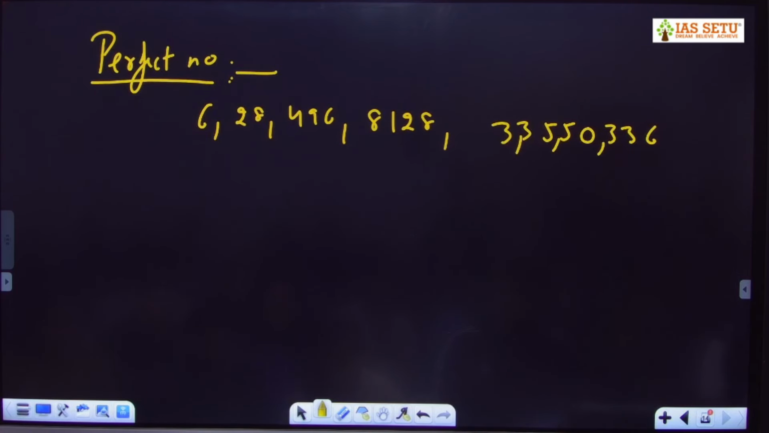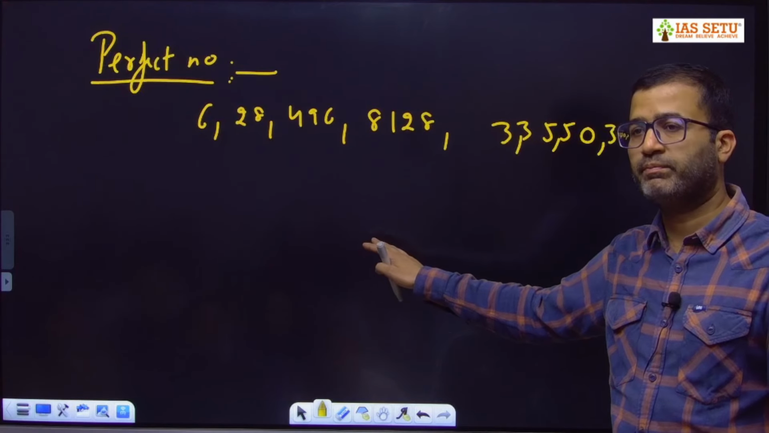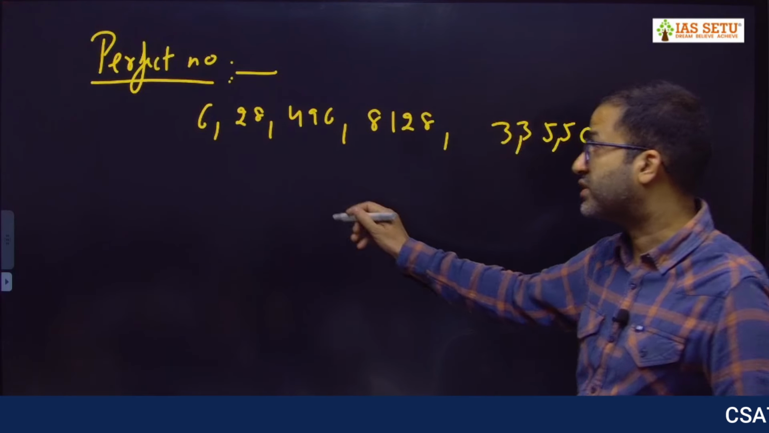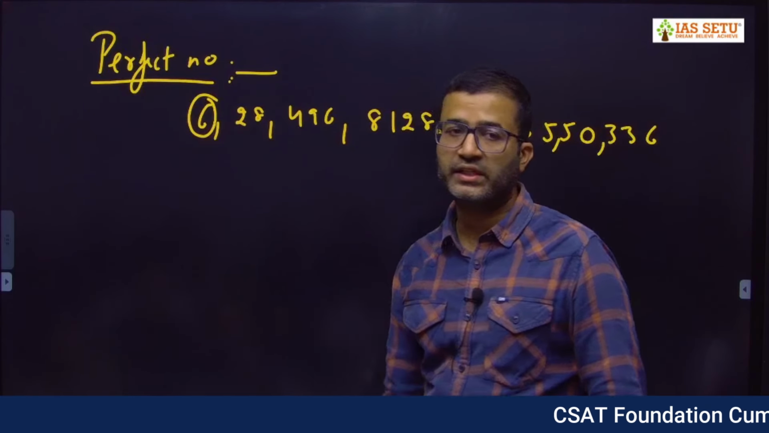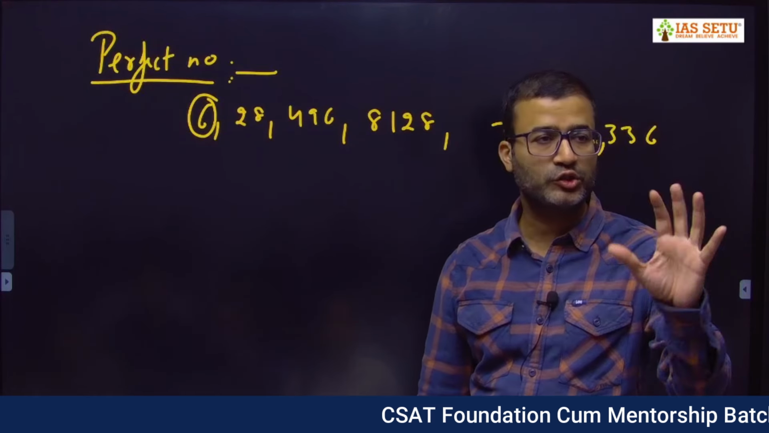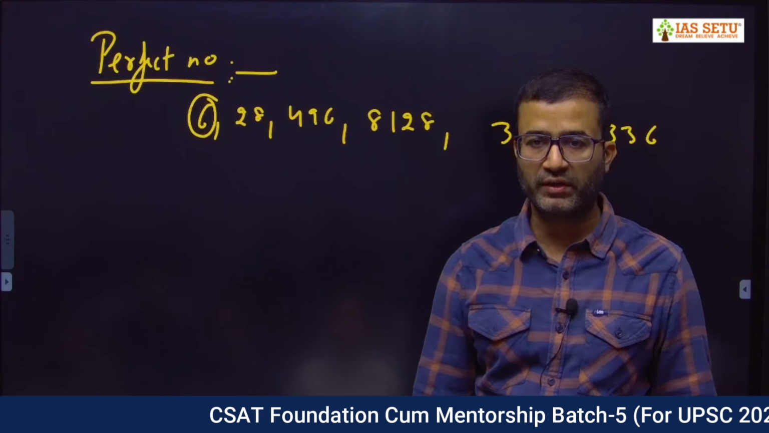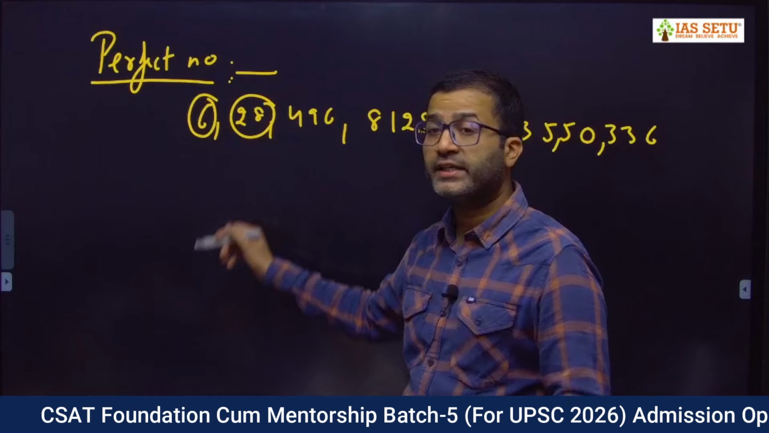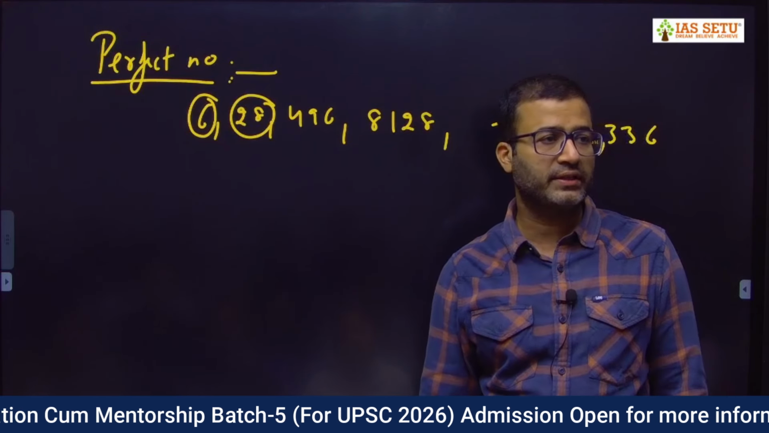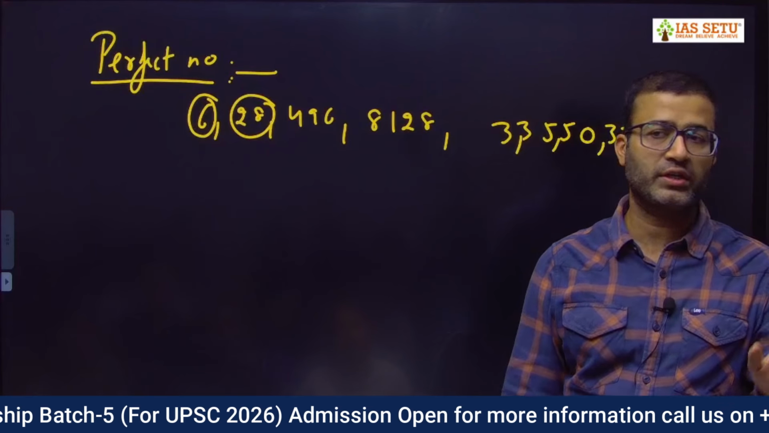3, 35, 50, 336. It's not like I have given you few examples. See, 6 is the only single digit which is a perfect number. There is no other single digit which is a perfect number. 28 is the only double digit number which is a perfect number. There is no other number.